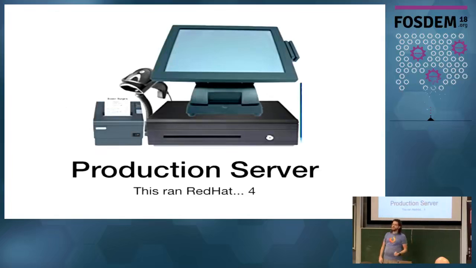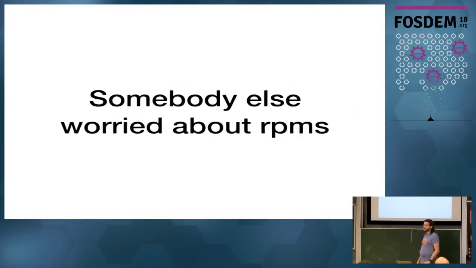They looked like that, and they ran Red Hat 4, not Red Hat Enterprise Linux 4, like older than that, like Red Hat 4. This was in the early 2000s. But the cool thing is that somebody else worried about RPMs, so I didn't have to worry about that. I knew about CPAN 2 RPM, but I never had to deal with it.